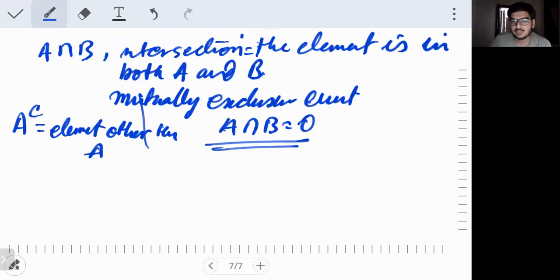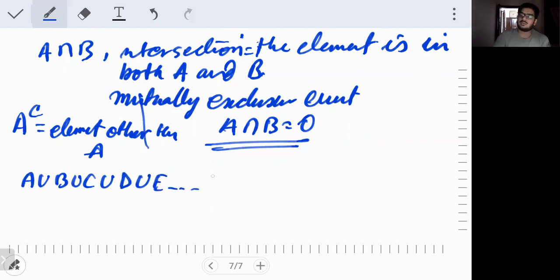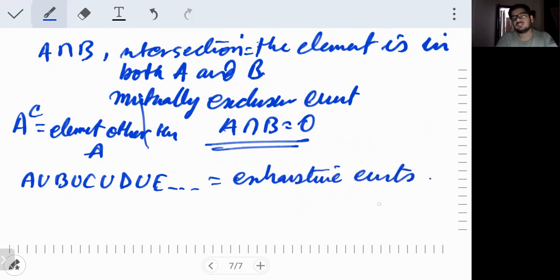Then we can have a case like A union B union C union D. This is a case of an exhaustive event. The name also suggests that all of them are taken, and this is also called the sample space, right?